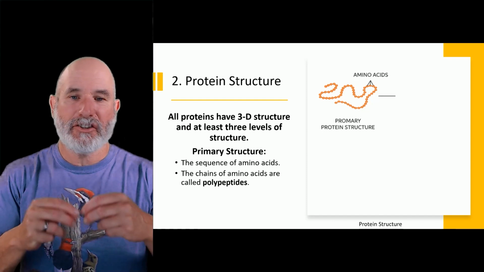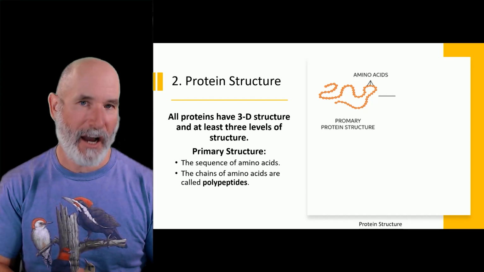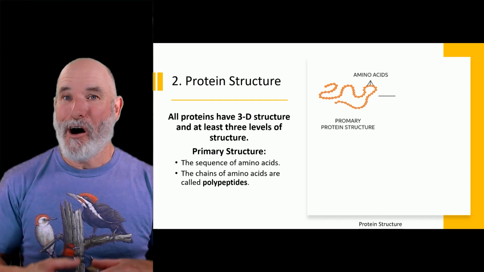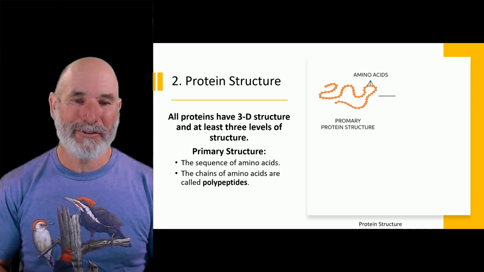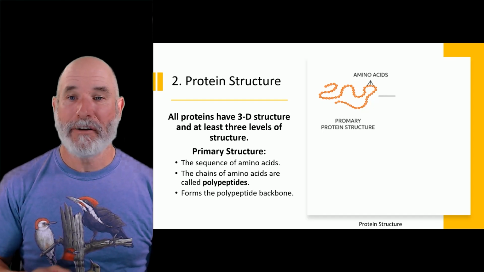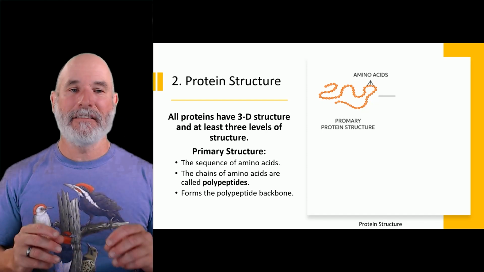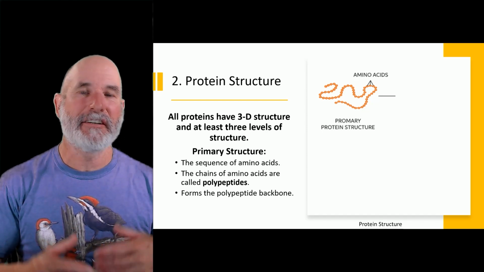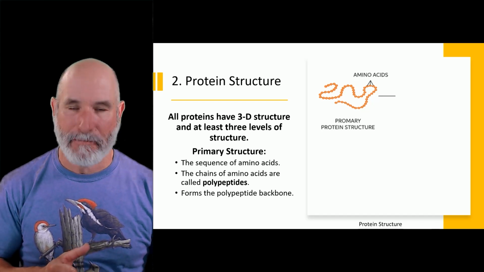And these chains of amino acids form what is called a polypeptide. So because all proteins are made of amino acids, all proteins are polypeptides, but not all polypeptides are proteins, right? And we'll come back to that. And then as you link all these amino acids together, forming a polypeptide, we call that the polypeptide backbone.